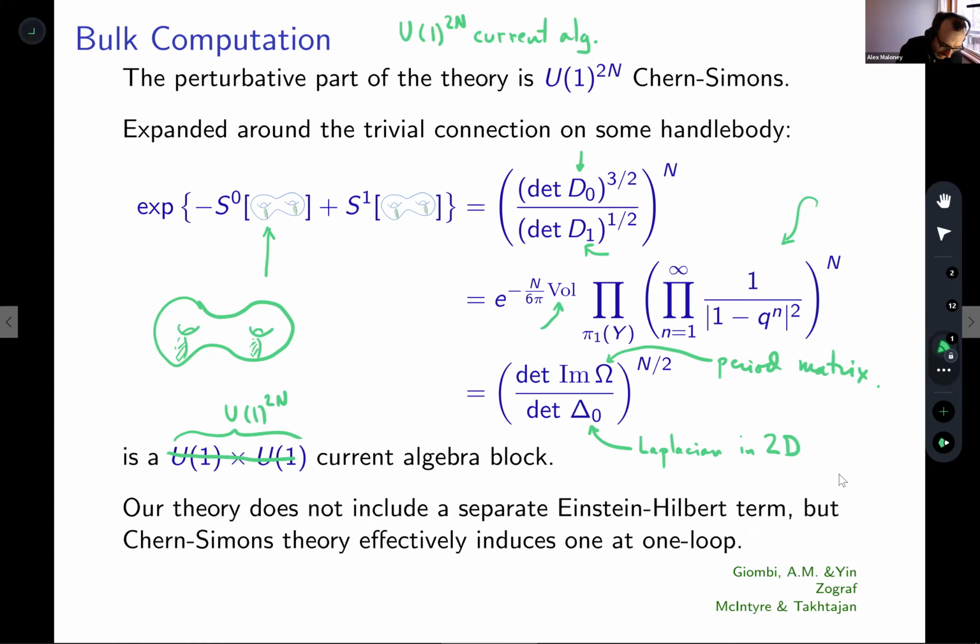Right? It's a conformal block for the current algebra U1 to the 2n. Okay. And I'm actually using here some work by some people that I know may or may not be in the audience, but which was very helpful in trying to figure this out precisely. So that is what you might think the theory looks like perturbatively.